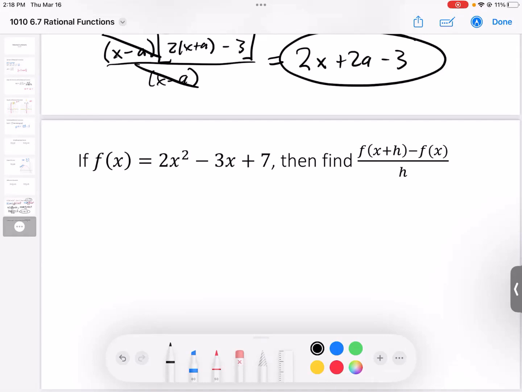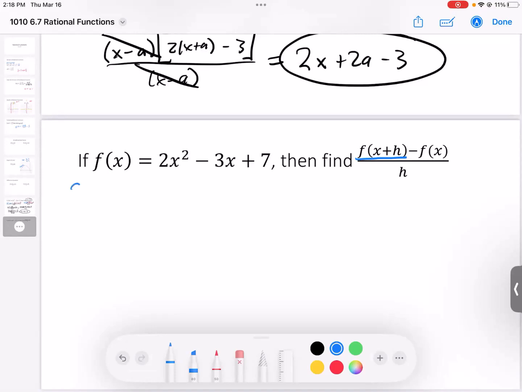So in this one, the way that we would calculate it is we would say, okay, the first part of my formula says to input x plus h into the function f. So that means that everywhere that I see an input of x in my function rule, I'm going to put in an x plus h.